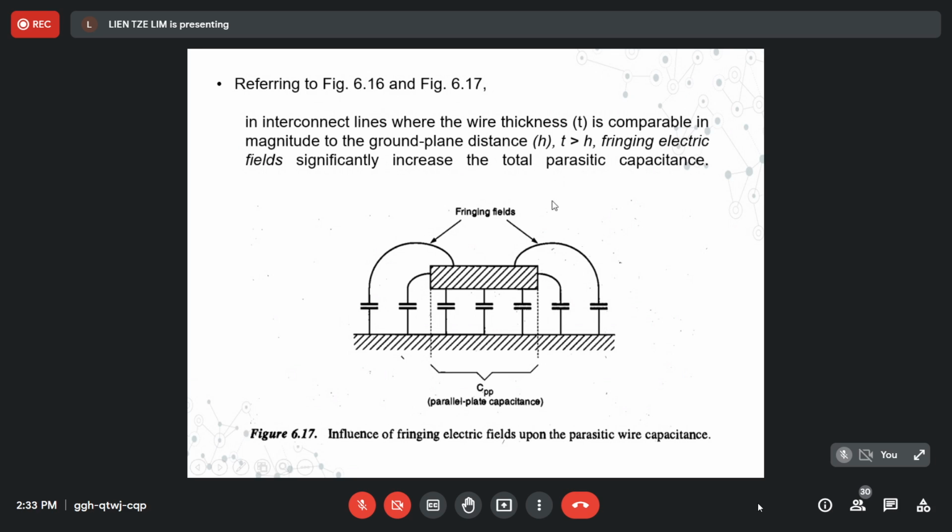So here you see figure 6.17. This is the influence of the fringing electric fields upon the parasitic wire capacitance. Imagine that this is a wire, and when this wire is supplied with voltage, there is an electric field. The electric field is not only in this way, but also at the side of the wire. All these are called the fringing field. Some capacitance is induced from this fringing field. And for the parallel plate, the capacitance is determined by the capacitance in between the wire and the surface of the body, or the wire and another wire.